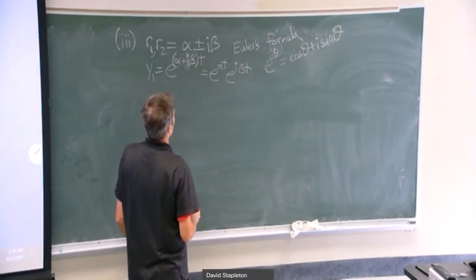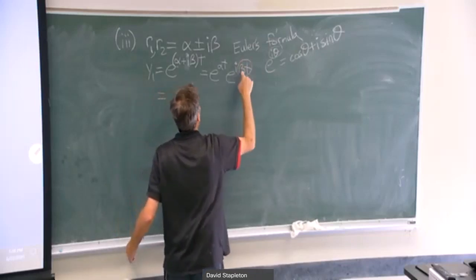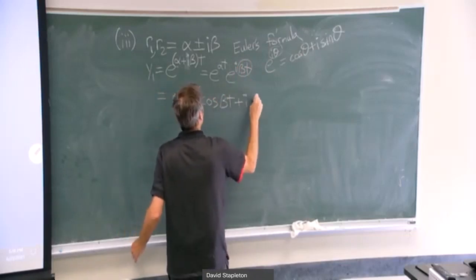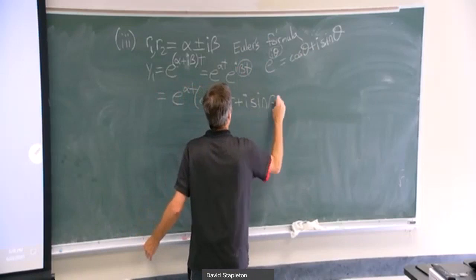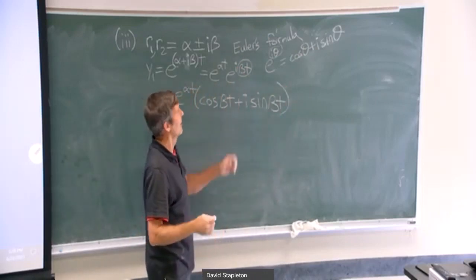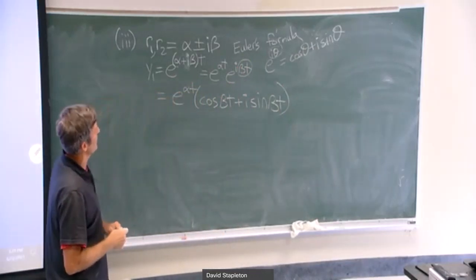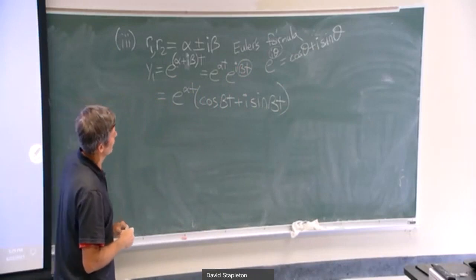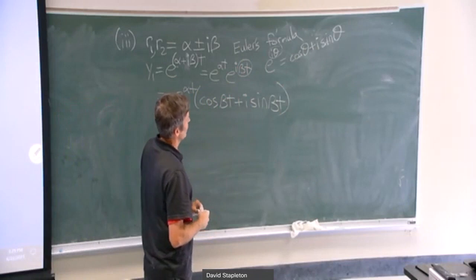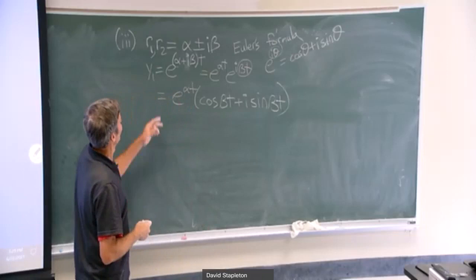Now you can say this is e to the alpha t times, and use this as theta, cosine beta t plus i sine beta t. And indeed, if you plug this into the differential equation, take the derivatives and just treat i as a constant, you'll find out this is in fact a solution. All that works. And there is a solution. The only problem is this imaginary unit here isn't real, right? Well, we can fix that, right?